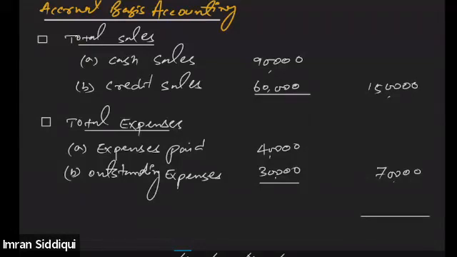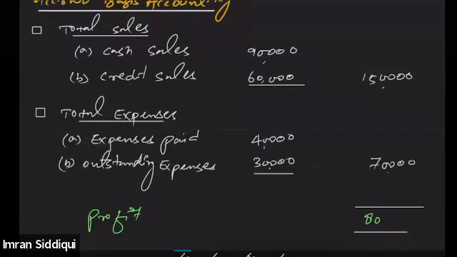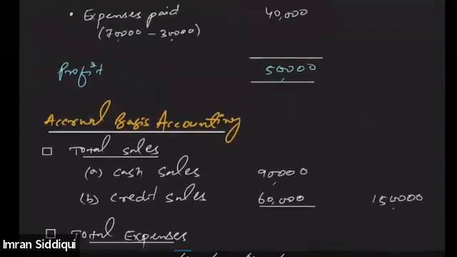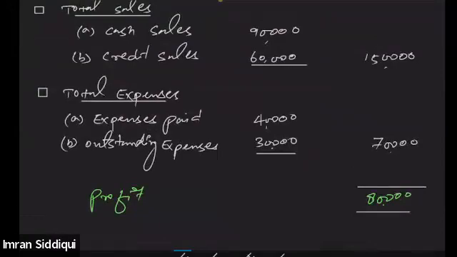Now you will see the difference in the profit as well. The profit this time will be 150 minus 70. So it is 80,000. Right? Earlier it was 50,000. Now this time we have the higher profit because we also considered the credit sale. We did not consider only the cash sales, but we also took the credit sale into consideration. Therefore, our total profit rises from 50,000 to 80,000 in the accrual basis accounting.